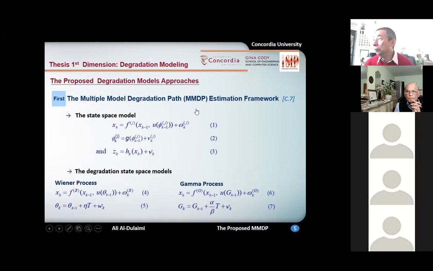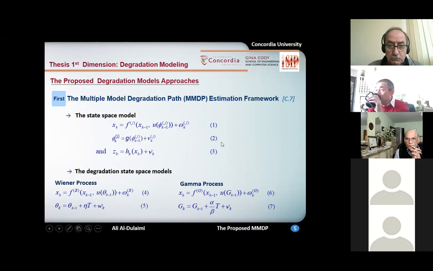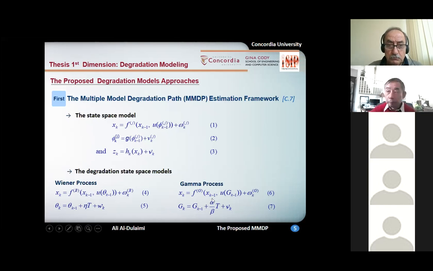In this approach, we consider the state space model based on equations 1 to 3, where x_k is the state vector, which is a function of the degradation variable, which is in turn a function of the performance variable, and z_k is the observation vector. The candidate degradation paths in this approach are based on the Wiener process and gamma processes, and the degradation state space models are as in equations 4 to 7.